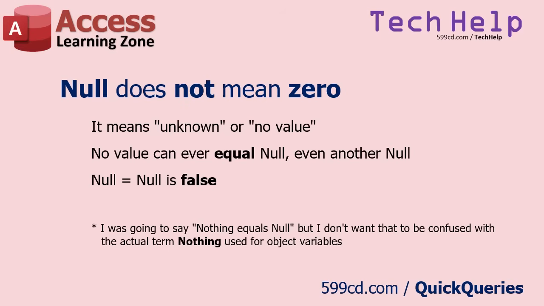I was going to say the word nothing there, nothing equals null, but that's a whole separate term. There's actually a term in Access called Nothing used for object variables. That's a whole different video.